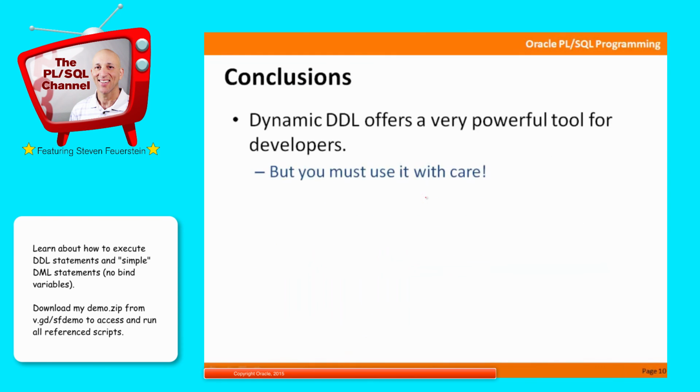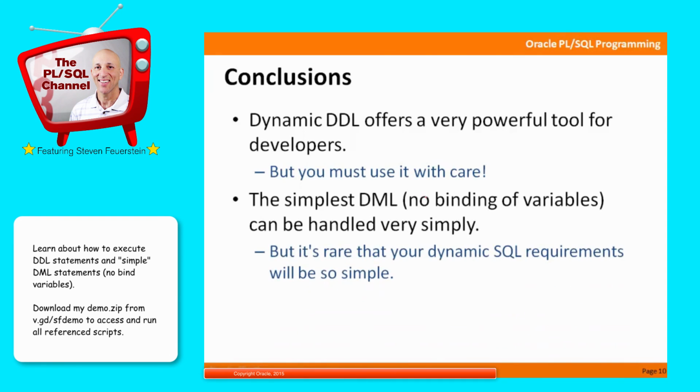Conclusions. Dynamic DDL is a very powerful tool. There's so much you can do, but use it with care. There are so many potential dangers. The ripple effect of invalidations, privileges issues, implicit commit. The simplest DML, in other words, no binding of variables, can be handled very simply. And in fact, also the dynamic DDL is very simple. The actual execution of the statement is a no-brainer. The impact of the execution of the statement and the construction of the statement is where you run into complications. But simplest DML is handled very, very simply.